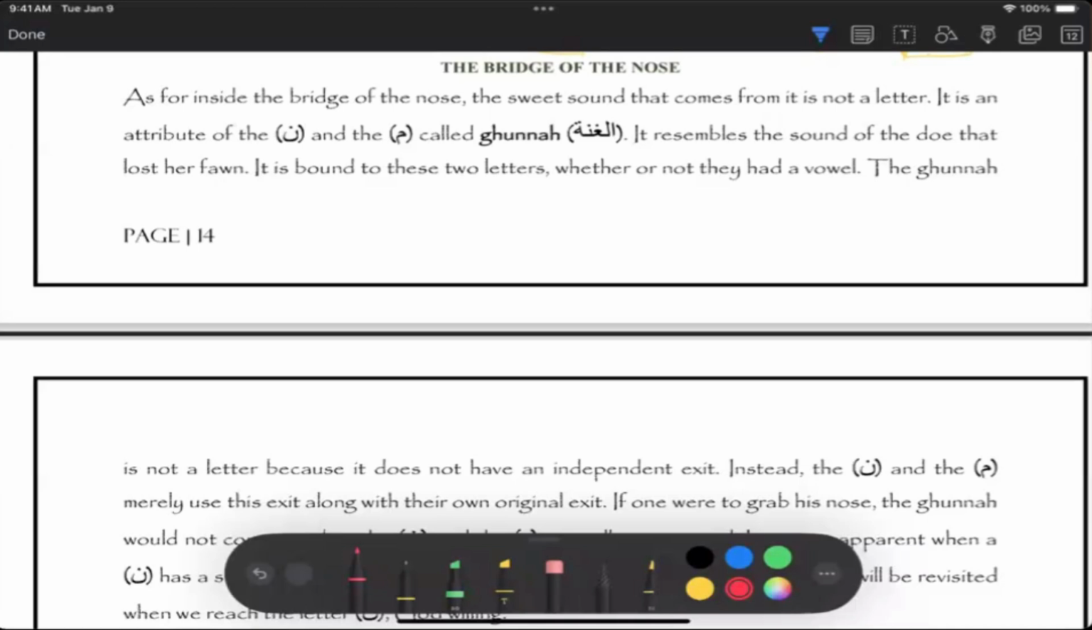Can a person say the noon and the meem have a ghunna built into them? Yes. Without shadda, yes. But it's not a humming one. Yeah, it's part of the letter. It is incorporated into the letter. It gives the letter some of its body or its robustness.